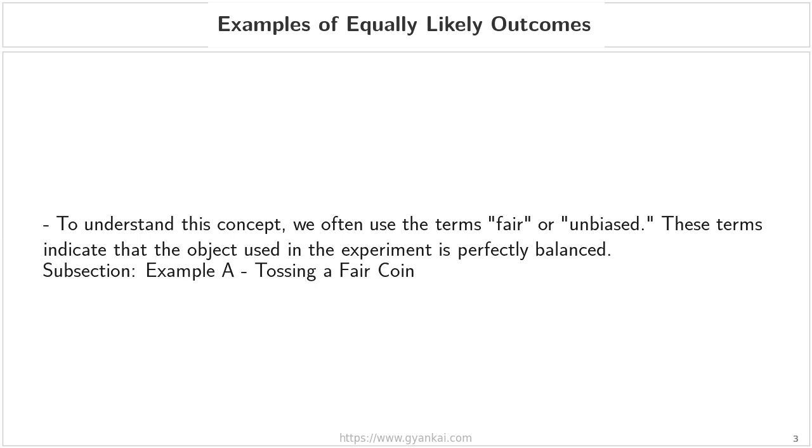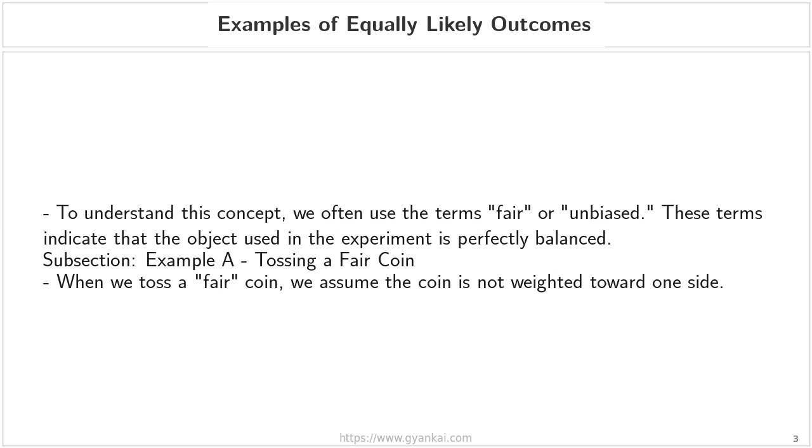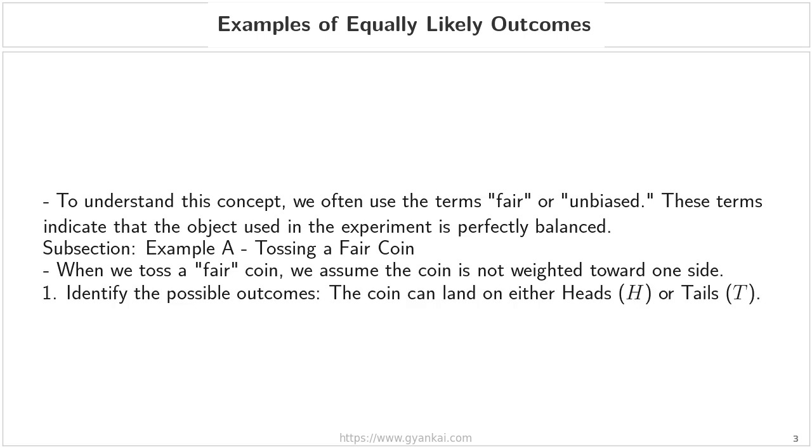Let's start with example A, tossing a fair coin. When we toss what we call a fair coin, we are assuming that the coin isn't weighted or rigged toward one side. Let's break this down step by step.